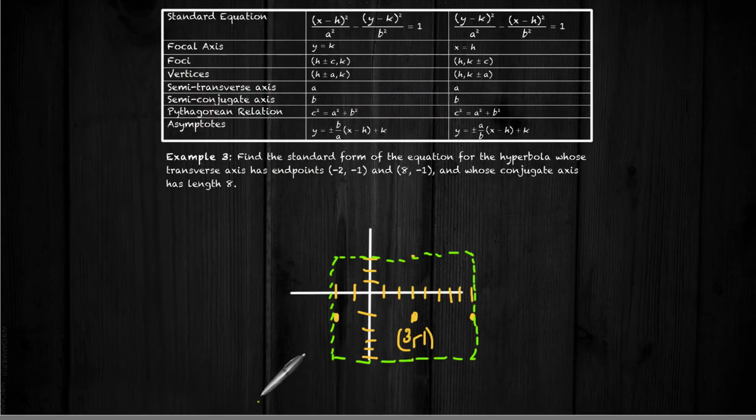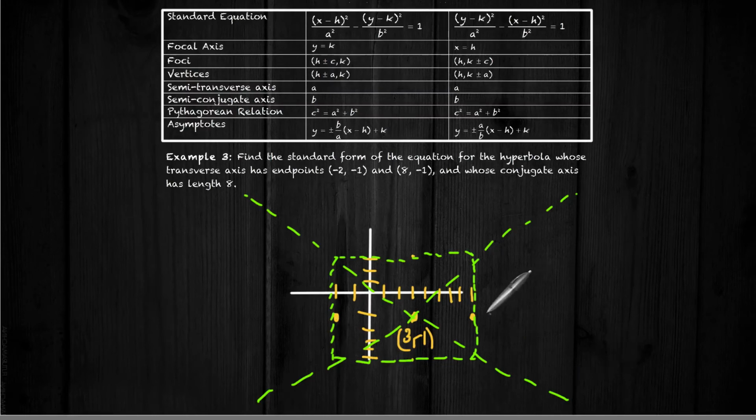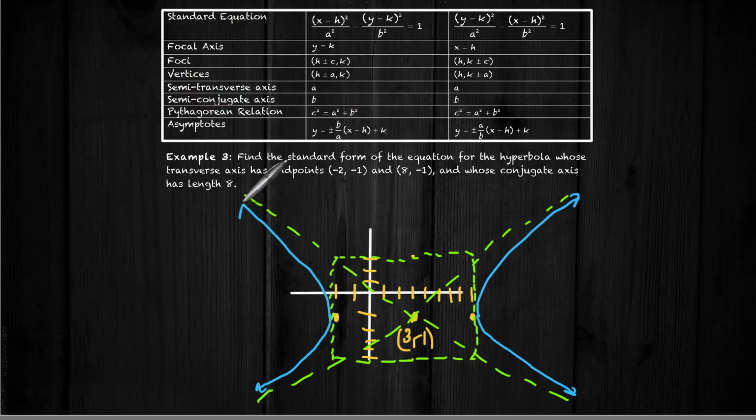So once again, we're going to draw our asymptotes through the corners and through the center. So this one needs to come from here, go through the center. All right. And so now we can draw our hyperbolas. So it's going to be coming from this vertex, and there it is. And there's another hyperbola coming from the other vertex.